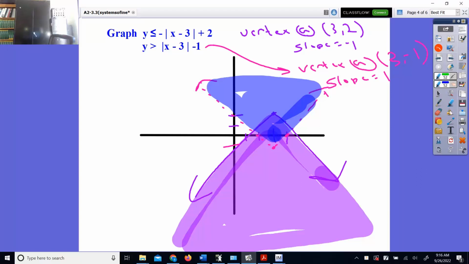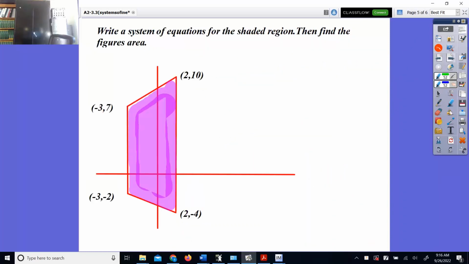All right, last one, then you don't have to hear me talk for a day. Write a system of equations for the shaded region, then find the figure's area.